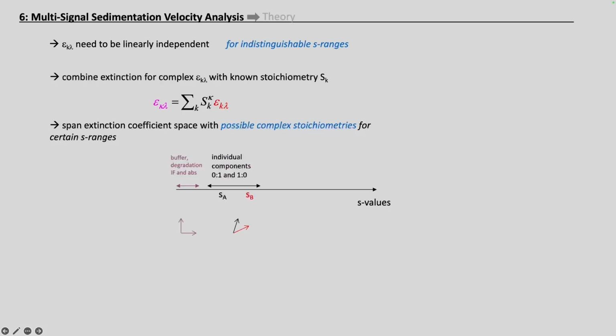But then, for larger S values, we are above the range of buffer contributions and in the range where the free proteins might sediment. In this range, we might span the spectral range with the properties of the independent components. And if we know from controls where our separate proteins sediment, then we can conclude that in the S-value range above, anything we see has to be at least a one-to-one complex or a complex with higher stoichiometry. So in this S range, we could constrain the spectral space to some linear combination of the component spectra.